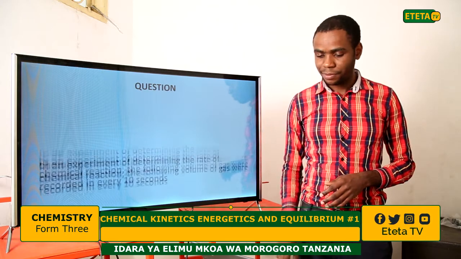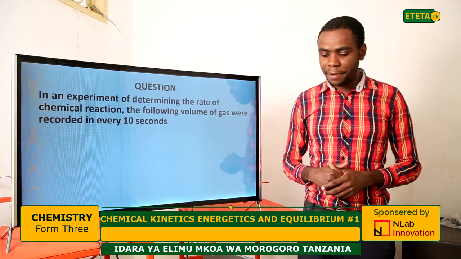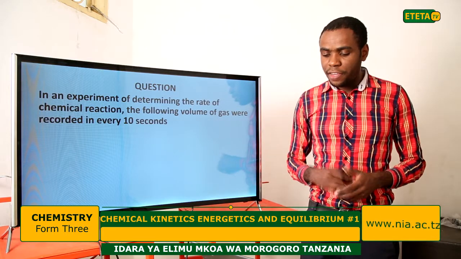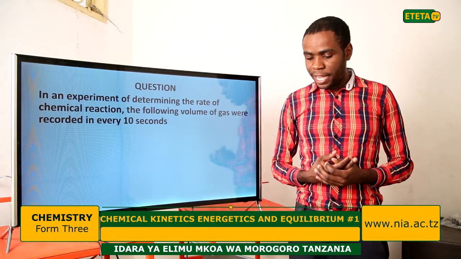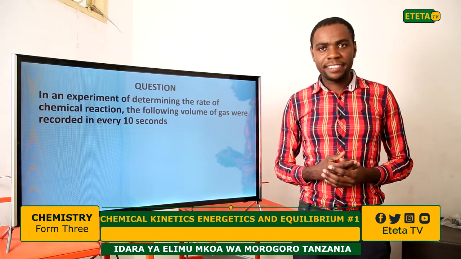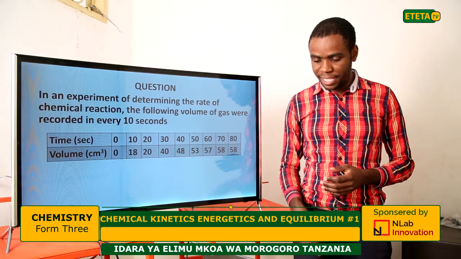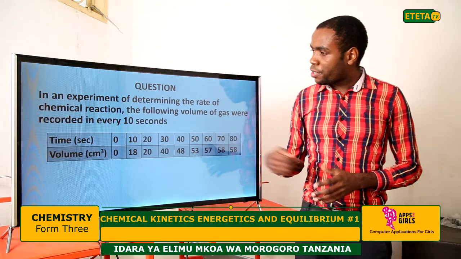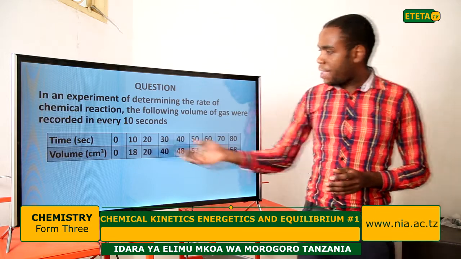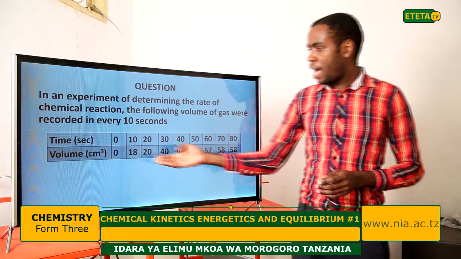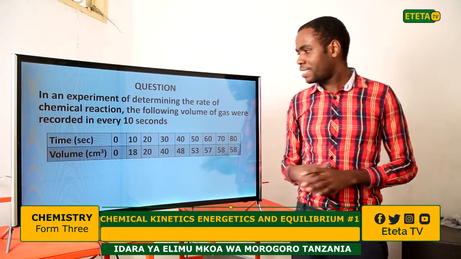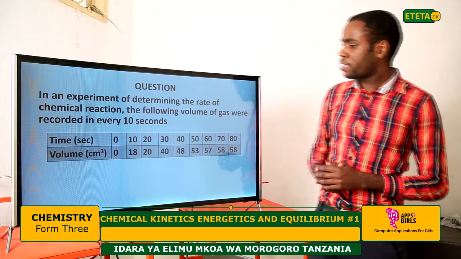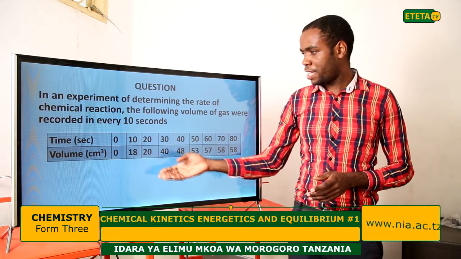Now, question. In an experiment of determining the rate of chemical reaction, the following volumes of gas were recorded every 10 seconds. Here you have the table, which shows the time and the volume. The volume is recorded at a particular time, in every 10 seconds, as it is shown here.